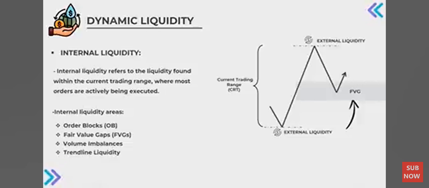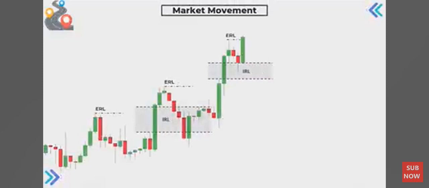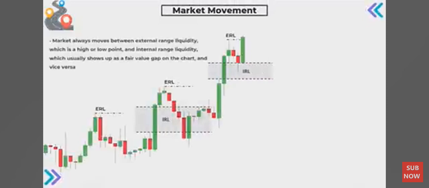If you are looking for your daily bias, you need to know which way the market is likely to go, what your target is, and which zones have the potential to change the market direction. All of these steps must be done cleanly and straightforwardly. As mentioned before, the market always moves between external range liquidity, which is a high or low point, and internal range liquidity, which usually shows up as a fair value gap on the chart, and vice versa.